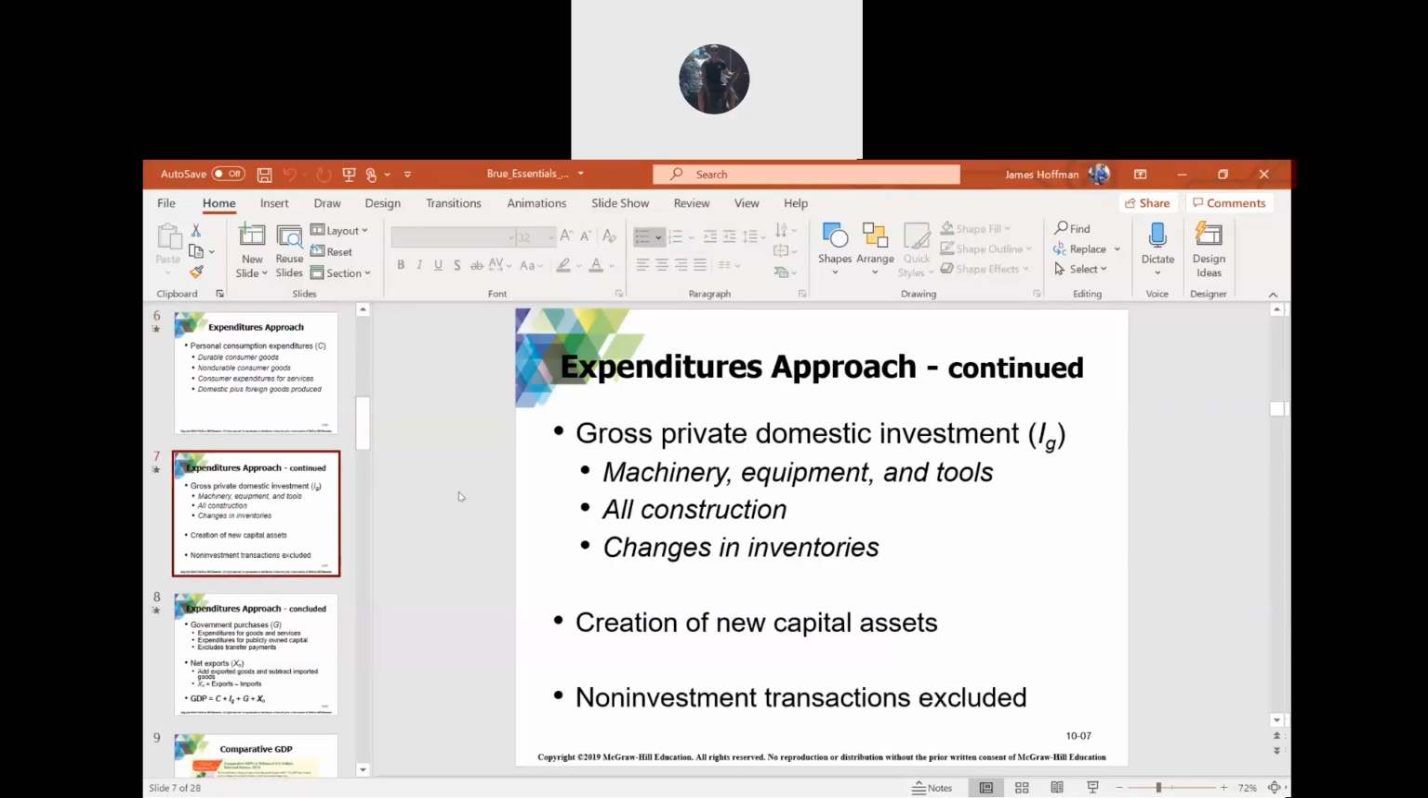Okay, the next category is probably the most unfamiliar because it essentially just means business spending or private spending. Okay, so the IG is just gross private domestic investment, and you can think of that as just business spending. And so don't think of it as investment in stocks and bonds or mutual funds or anything like that. What this really means is business spending, or private spending by businesses. So any money spent by private businesses or firms on new goods and services goes into this category.